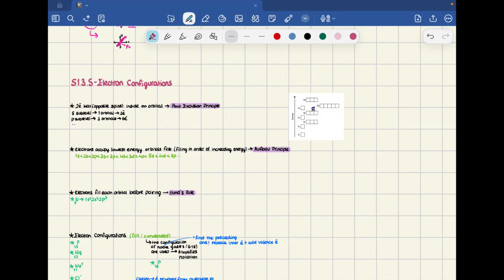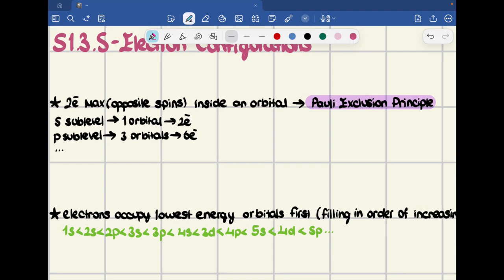Now I will be continuing with electron configurations. We learned that inside an orbital we must have a maximum of 2 electrons with opposite spins. Electron configurations actually have 3 different principles, and the electron configuration of elements obeys these rules. Let's take the Pauli exclusion principle first. It states that an orbital can hold a maximum of 2 electrons with opposite spins.